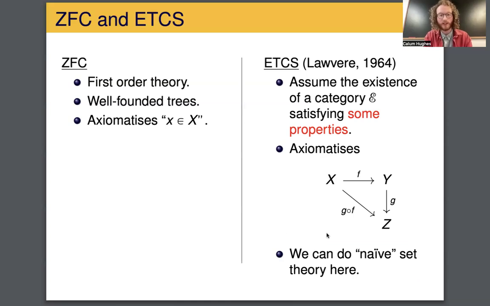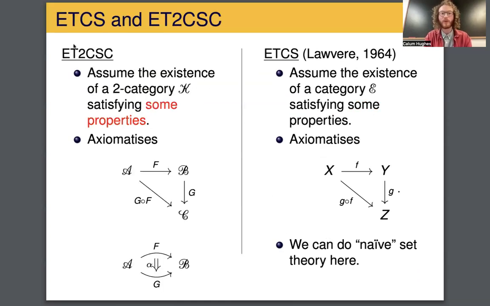The work that we have done is that we've categorified this into an elementary theory of the two category of small categories. Instead of assuming the existence of a category E satisfying properties, we are assuming the existence of a two category K that satisfies some properties. These properties are the content of the elementary theory of the two category of small categories. These properties are first order. You can talk about them in a general two category. This should axiomatize small categories, functors between these, natural transformations, and compositions of these things.